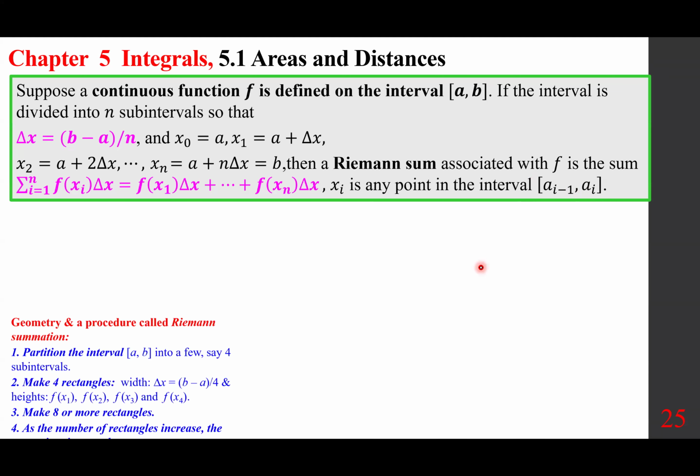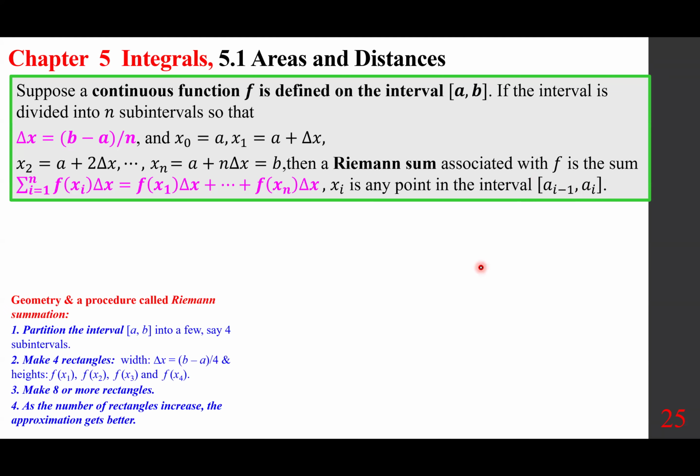So having said that, here's the geometry and procedure called Riemann sum. Partition the interval from a to b into, let's say, 4 subintervals. So make 4 rectangles with delta x being (b minus a) over 4, and the heights f of x sub 1, f of x sub 2, f of x sub 3, and f of x sub 4. That would be the right endpoints, by the way. Make it into more, like 8 or more rectangles. What happens? As the number of rectangles increases, the approximation gets better.